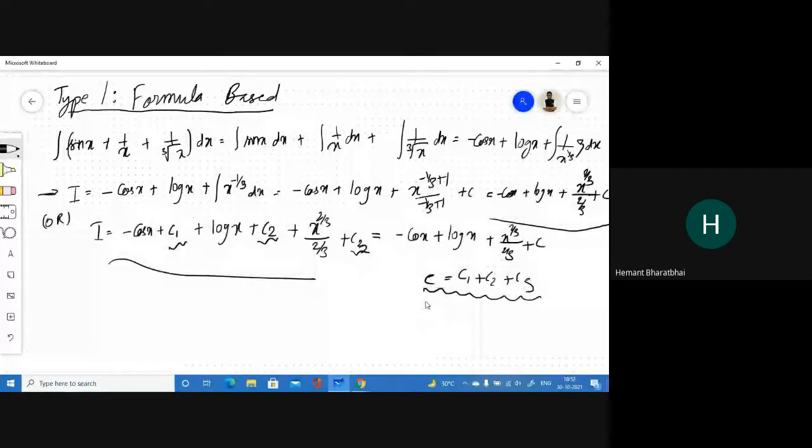Throughout this chapter, first I'll perform all the integrations, and at the end I'll just write one constant of integration instead of writing the constant of integration every time. Both methods are allowed, whichever you want, you can use it.